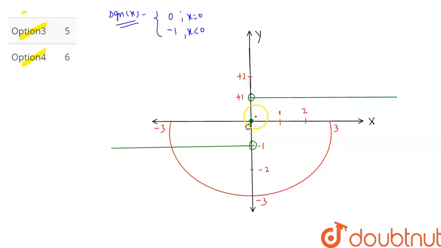Now finally let us draw the graph of y is equals to x cube. So its graph looks something like this. This is the graph of y is equals to x cube.